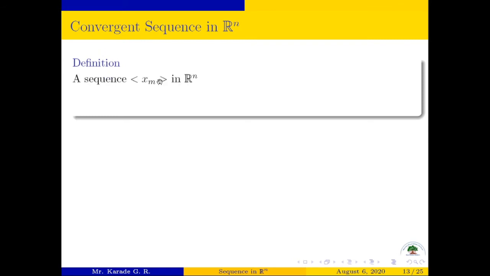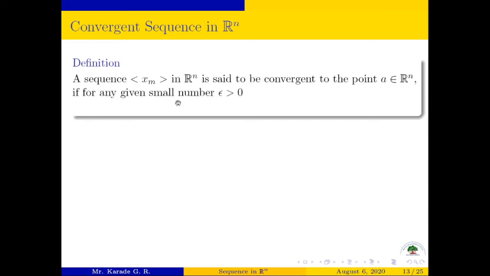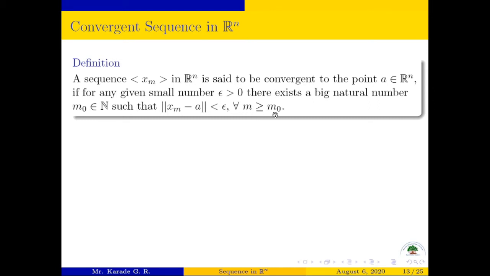Now we define the convergent sequence in Rn. Write the definition. A sequence xm in Rn is said to be convergent to the point A belongs to Rn if for any given small number epsilon greater than 0 there exists a big natural number m naught belongs to N such that norm of xm minus A is less than epsilon for all m greater than or equal to m naught. The meaning is that the sequence xm in Rn converges to the point A in Rn if and only if the distance between terms of sequence xm and point A becomes smaller and smaller when the values of m become larger and larger. That is the simple meaning.